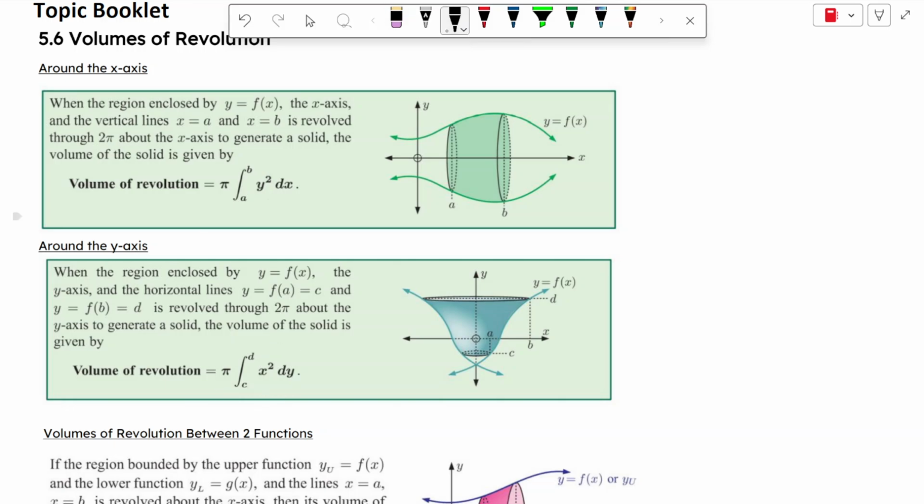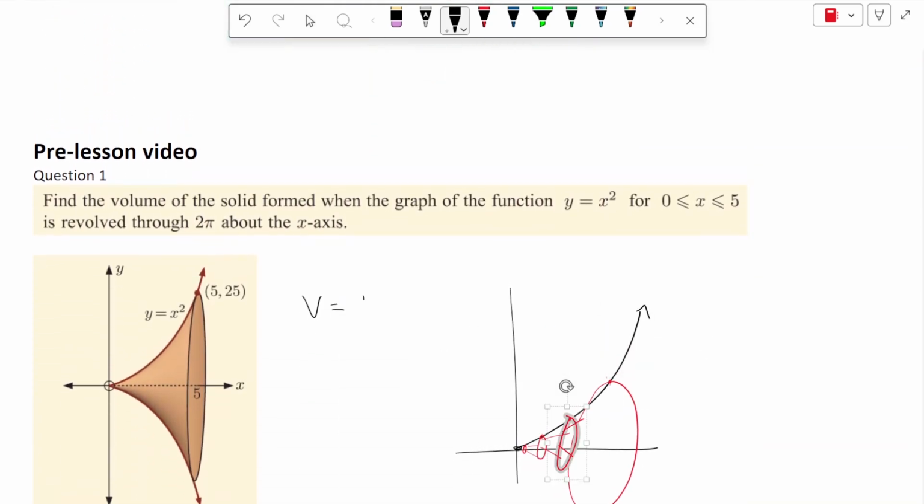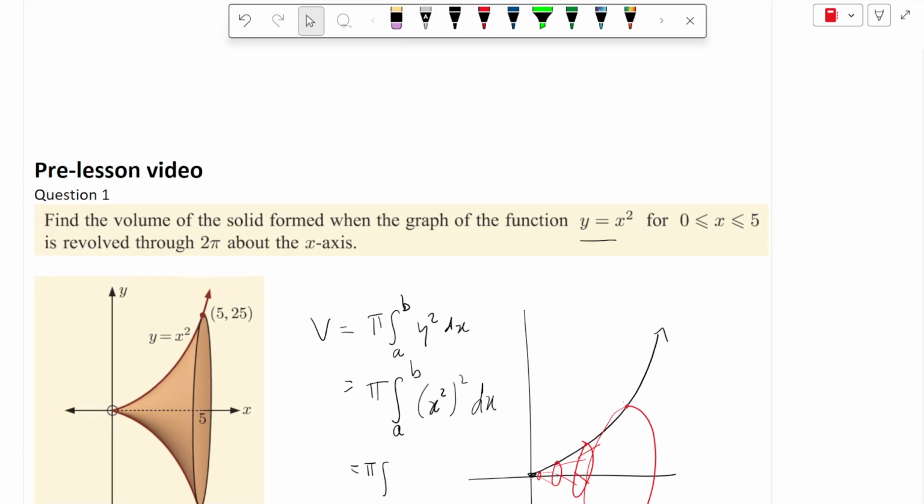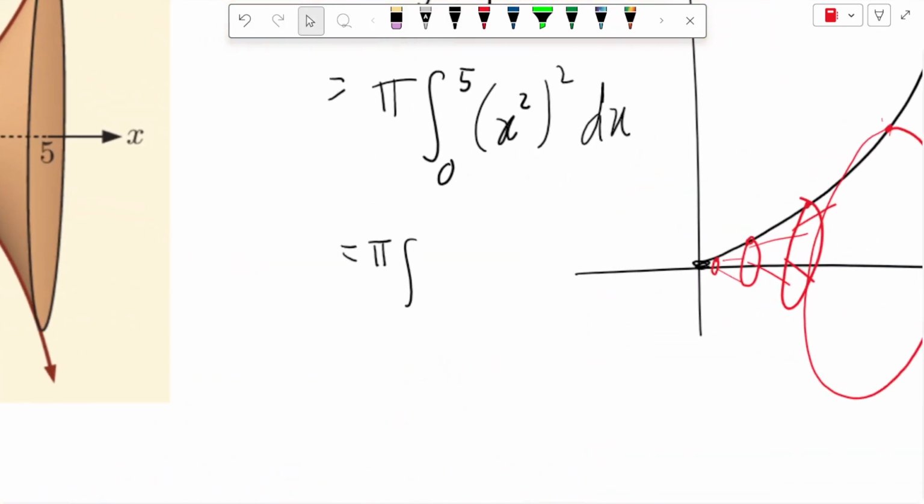Y squared dx, and y would be the function. So it's pi integral from a to b of y squared dx, and y in our case is x squared. That's pi integral from a to b. x squared is y. We're going to square that and go dx. And I can actually put in what a and b are as well. It's from 0 to 5, so we'll just pop that in here. So this is x to the power of 4, from 0 to 5.